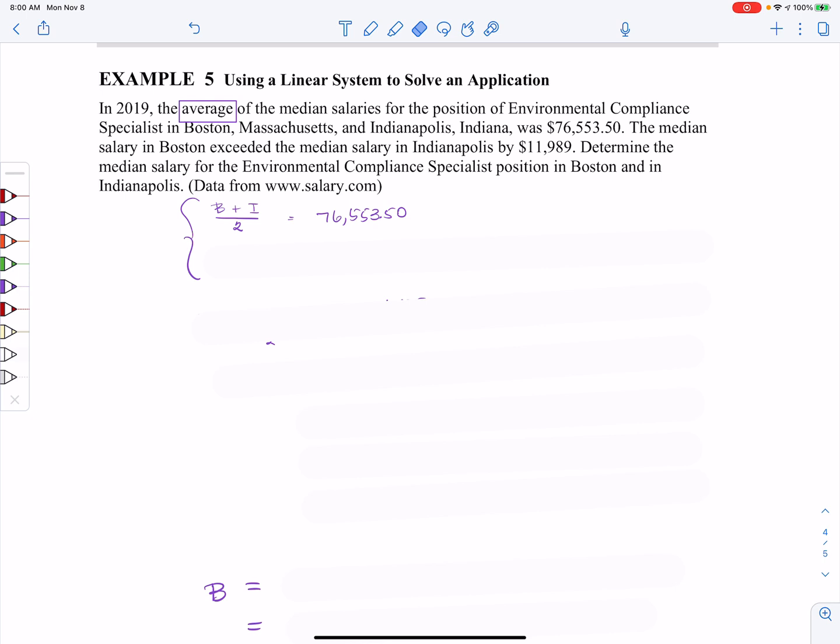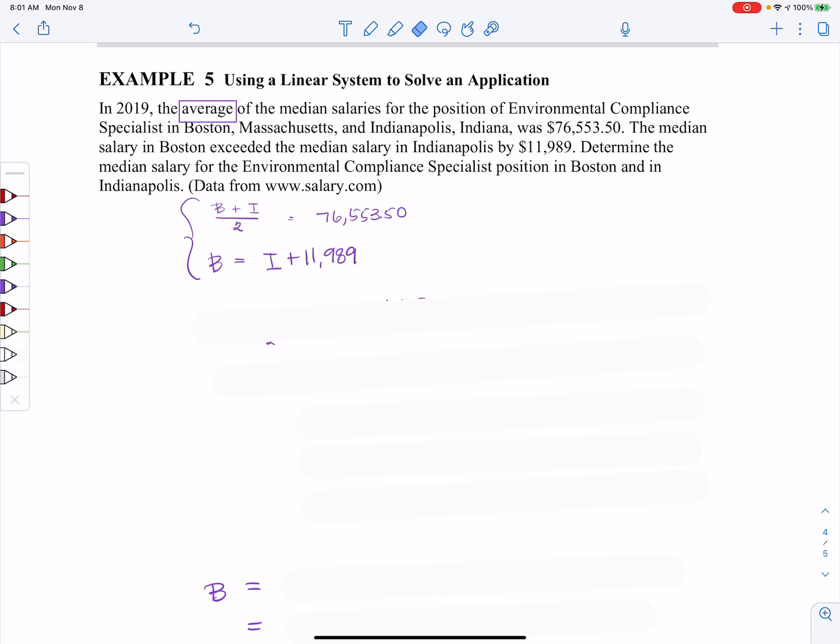All right, let's keep reading. The median salary in Boston exceeded the median salary in Indianapolis. Okay, so Boston's salary was higher than the Indianapolis salary. That's basically what it said. By how much? By $11,989. Okay, so this is going to make up the second equation. Now, sometimes students get a little confused as to which one to add to. So what I like to do is run a quick test and say, if I have the Indianapolis salary and I add $11,000 to it, then I'm going to get the Boston salary. That makes Boston's salary higher than the Indianapolis salary.